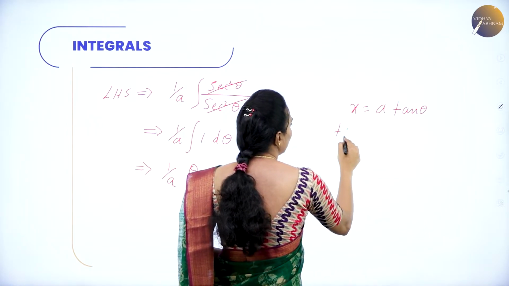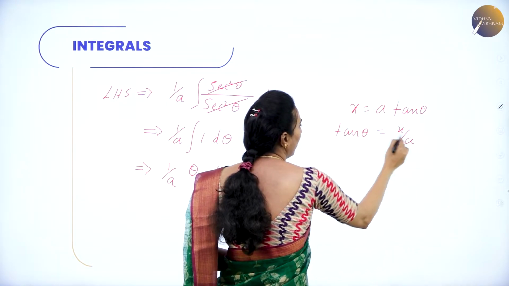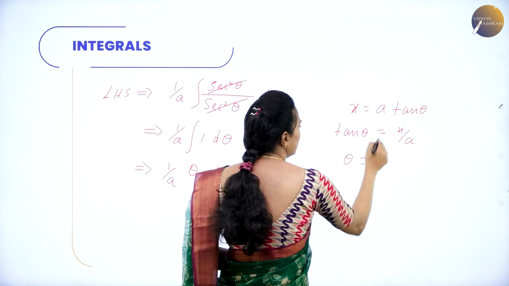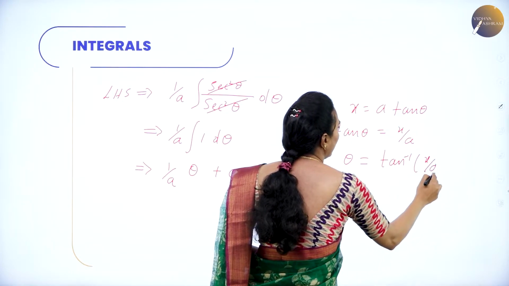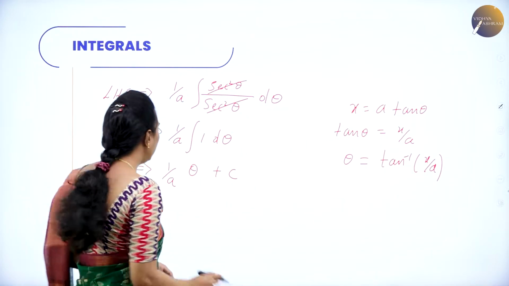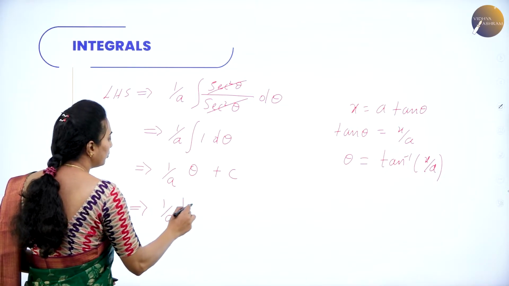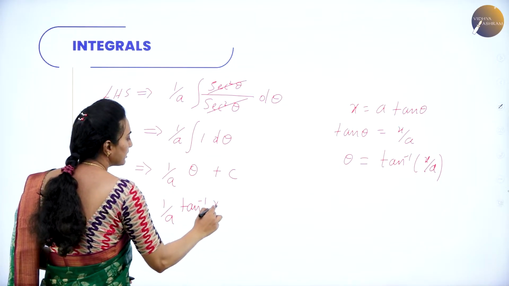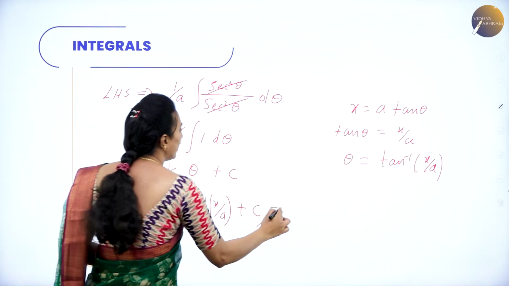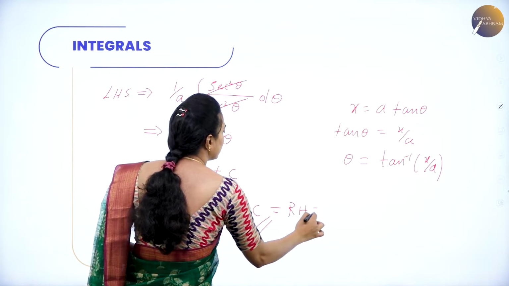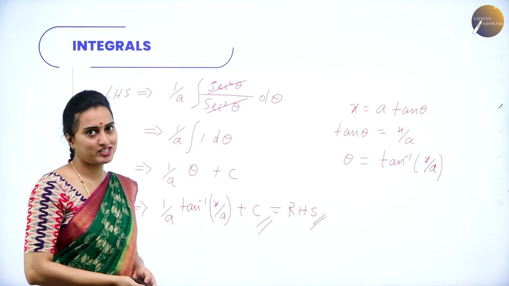Now tan theta can be written as, taking this a to this side, it will become x by a. Or theta, you can transfer tan to that side, it will become tan inverse of x by a. Therefore, writing theta as tan inverse of x by a, which implies 1 by a into tan inverse of x by a plus c, which is your RHS. I hope you understood these steps.